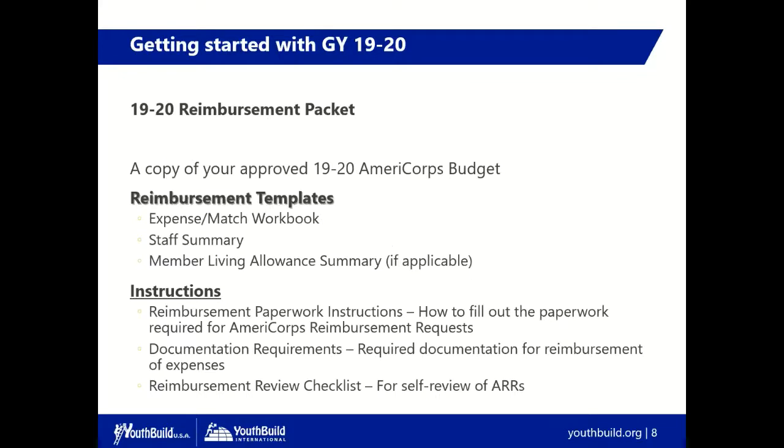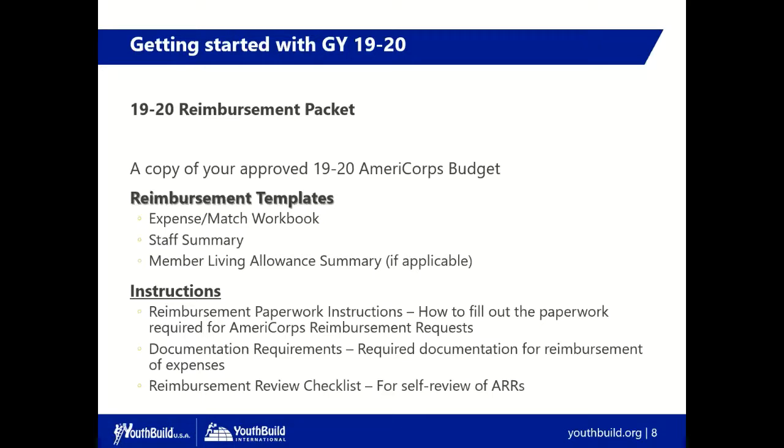Once those pieces are in place, you will receive a grant year 1920 reimbursement packet email that will let you know that your packet is available in Dropbox, as well as connecting you to some of the resources to help get you started. So you'll get your reimbursement templates for the new year. That includes a copy of your approved 1920 budget, the current expense and match workbook, a copy of the staff summary, and then a number of written instructions.